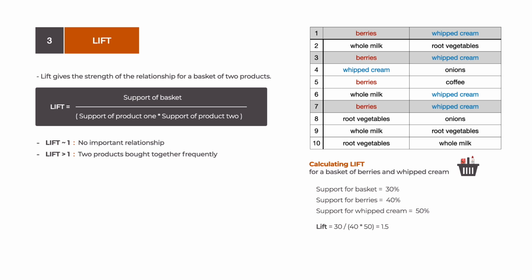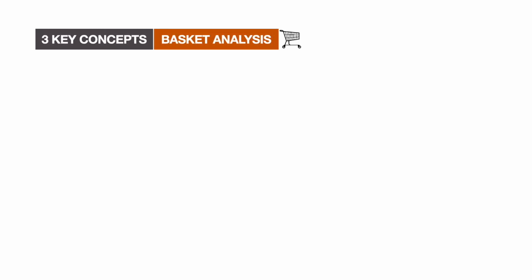For our example basket of berries and whipped cream, lift value is 1.5, which indicates that consumers buy them together about 1.5 times more than it would happen by chance. So this indicates a strong relationship between berries and whipped cream basket. And finally, a lift value of less than 1 indicates that the two products are not bought together frequently. So let's recap the importance of these three key concepts.